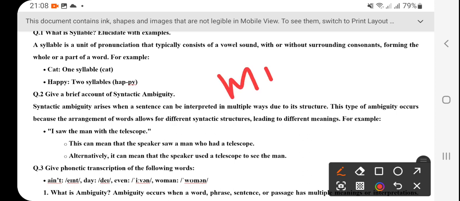Suppose mini, right? Mini. So that's me and no. Two sounds are there, me and no. Okay, so that's mini.